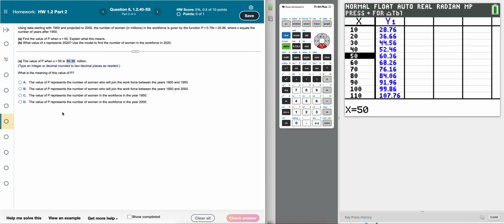And then it says, what is the meaning of this value of P? Well, it means that there's 60.36 million women in the workforce. In what year? X is the number of years after 1950. So this is 50 years after 1950. So we're talking about the number of women in the workforce in the year 2000. So that's choice D.